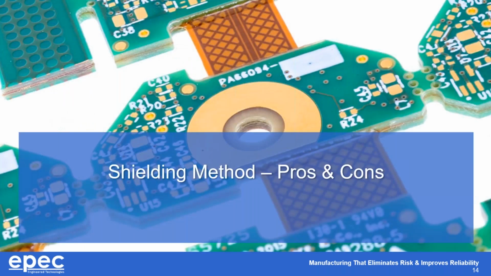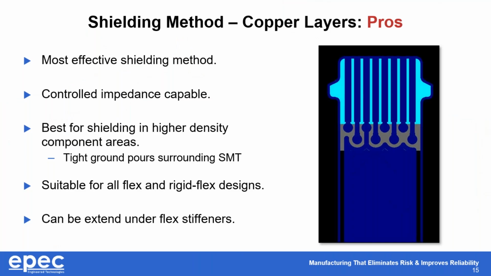So in the next section, we're going to talk about the pros and cons of each of the 3 methods. So starting off with copper layers and the pros. Arguably, it is definitely the most effective shielding method that we've got. Copper is a very good shielding material, and applying a solid copper plane basically gives you the highest level of shielding that can be achieved.